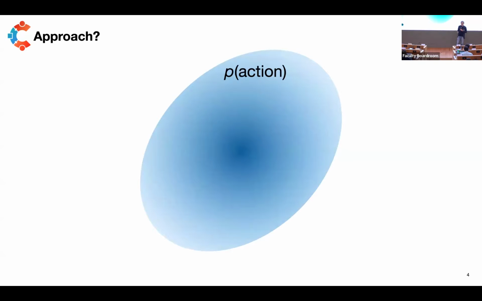So I'm generating some grasp poses. I'm not really interested in generating just any distribution of actions. What I'm interested in is modeling the probability of an action given a particular goal and context.